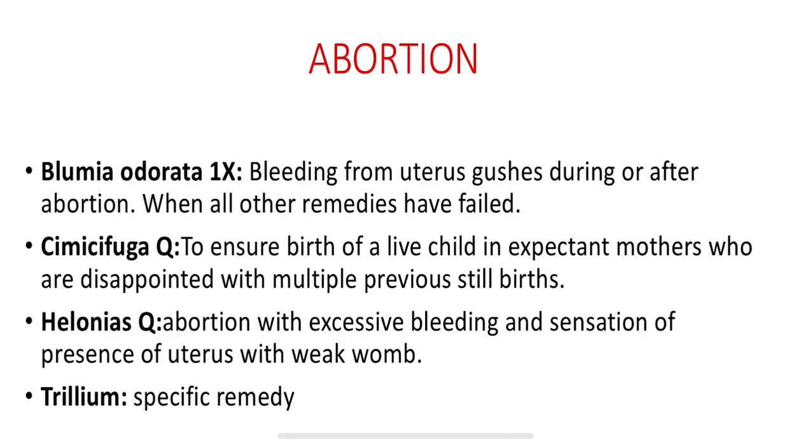Helonias is used when there is abortion with excessive bleeding and there is a sensation of presence of the uterus. So during health, you don't actually feel where your uterus is. You do not feel the presence of the uterus. Now here the patient is suffering with the sensation of presence of the uterus. There is a feeling of a weak womb and excessive bleeding along with the abortion. Trillium is a specific remedy prescribed when there is bleeding every 2 weeks during the puerperium, and during pregnancy also there is bleeding every 2 weeks leading up to abortion.